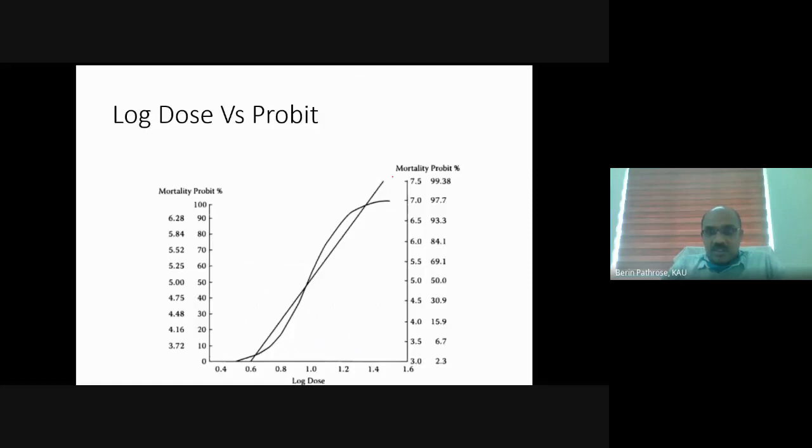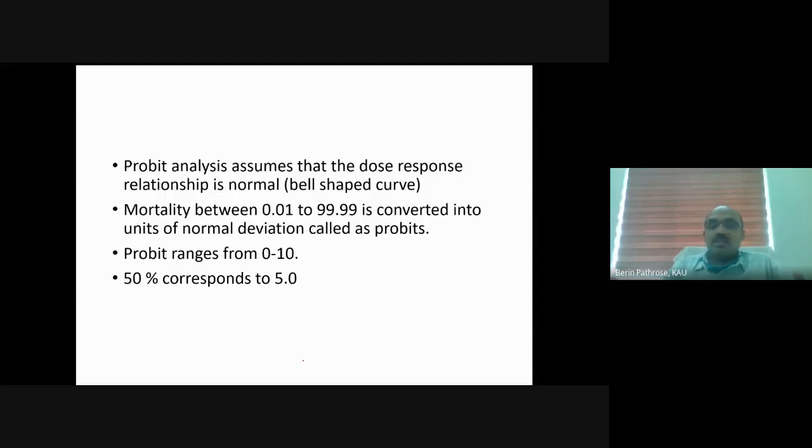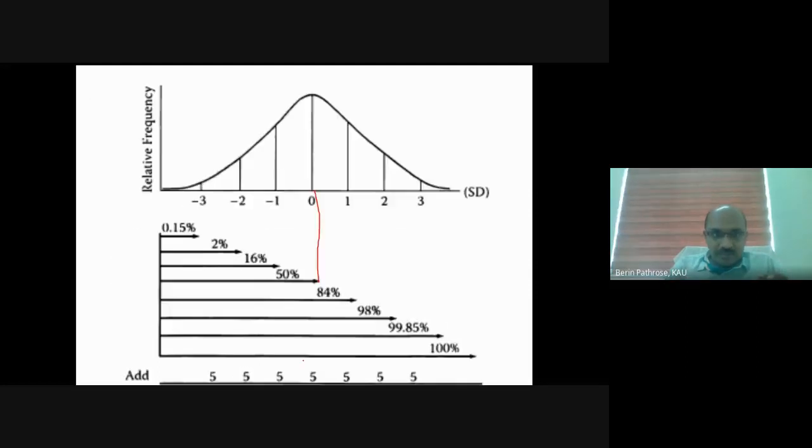I will show it over here. If you want to calculate the LC50 of this, it will be over here. If you draw it over here, you will get the log dose. Take the anti-log of this dose and you will get the LC50. You will do it in the practicals. So the percent mortality data we convert into units of normal deviation called probits, and the value of 5 in probit corresponds to LC50 or LD50.